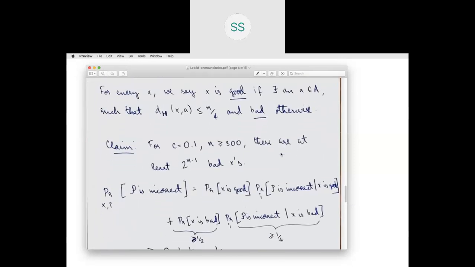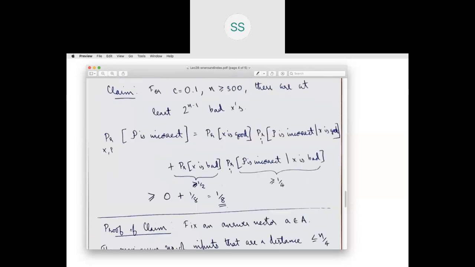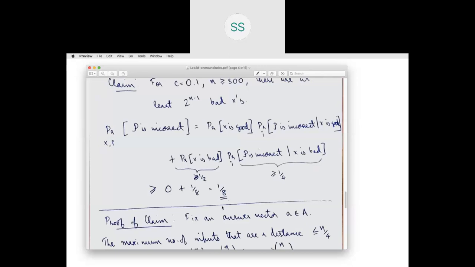And we are going to see that for c equal to 0.1 and n greater than 300, there are at least 2^(n-1) bad x's, which means at least half of the x's are bad. Hence, the probability that P is incorrect is the probability that x is good times the probability that P is incorrect given x is good, plus the probability x is bad times the probability that the protocol is incorrect given x is bad. So this we ignore, and the probability that x is bad is at least half, the probability that the protocol is incorrect given x is bad is at least 1/4. So you get the probability of being incorrect being 1/8. And that completes the proof of the theorem.